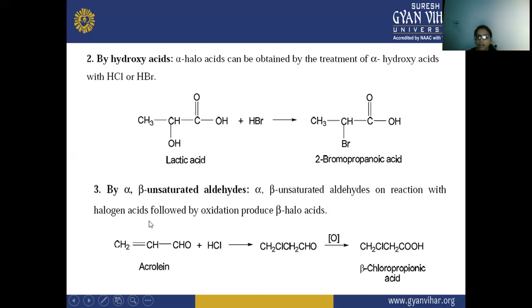Next is by alpha beta unsaturated aldehyde. Alpha beta unsaturated aldehyde on reaction with halogen acid followed by oxidation produces beta halo acid. So in this, firstly the alpha beta unsaturated aldehyde reacts with the halogen acid, and after that there is an oxidation and there is a formation of this beta halo acid. So here you can see, on the alpha and the beta position of this aldehyde, this HCl is reacted and this is formed on this position.